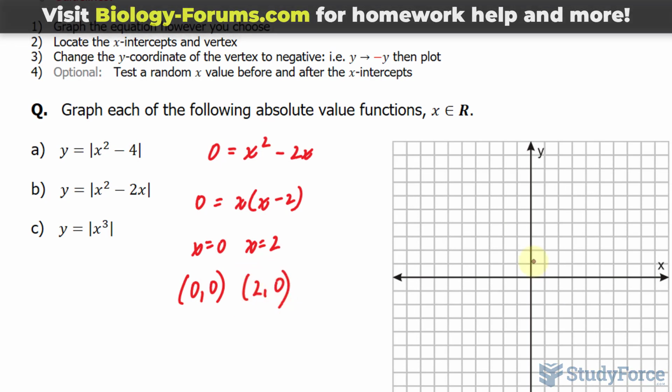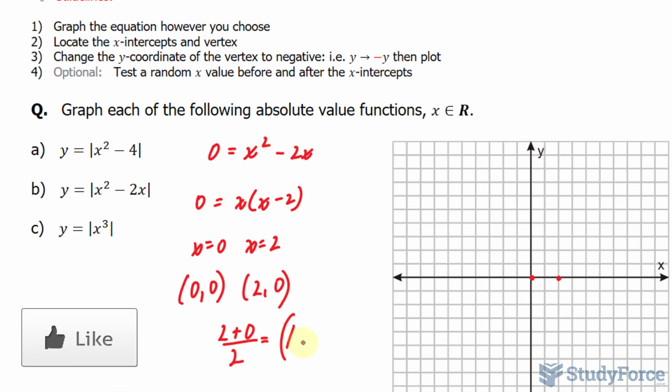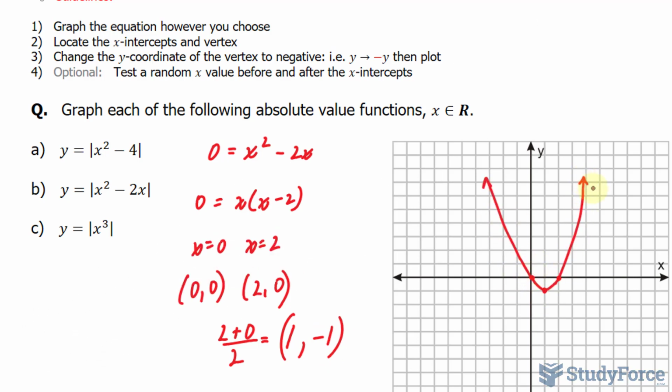Let's plot that. 0 and 0 is right here, 2 and 0 is right here. And the vertex for this equation is you take the average between the two x's, 2 plus 0, and divide by 2, you end up with 1. Substitute this now back into your equation. You have 1 to the power of 2, that's 1, minus 2 times 1, that's negative 1. So your point will be at 1 and negative 1. That's right here. Connecting these, your parabola should look something like this.